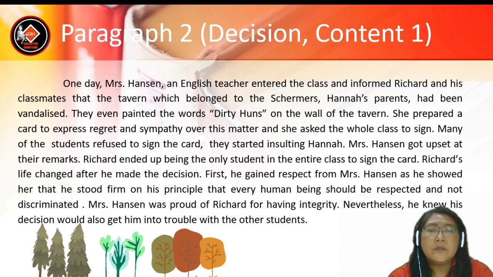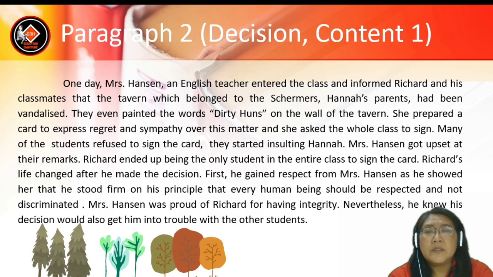Now we are moving to the second paragraph, where you have to write your decision. What is the decision made by one of the characters, and also content 1 for the change. One day, Mrs. Hanson, an English teacher, entered the class and informed Richard and his classmates that the tavern, which belonged to the Shermans, Hannah's parents, had been vandalized. They even painted the words "Dirty Hans" on the wall of the tavern. She prepared a card to express regret and sympathy over this matter, and she asked the whole class to sign.